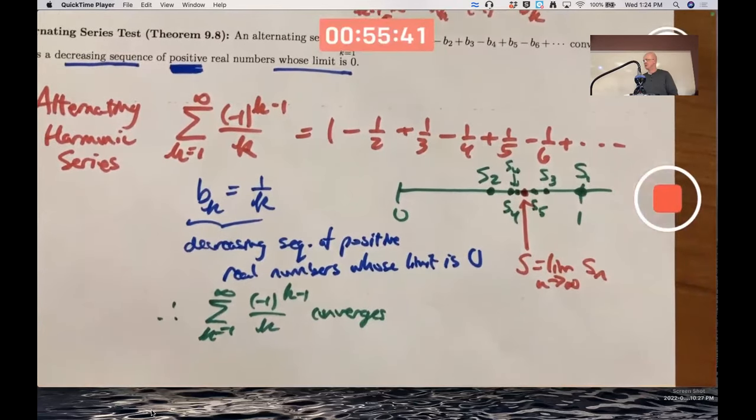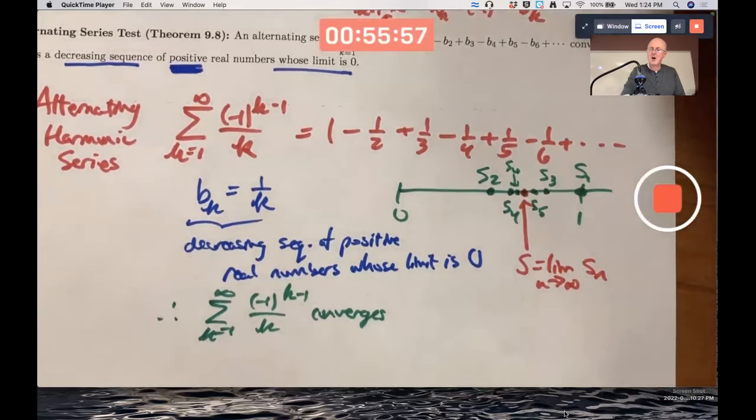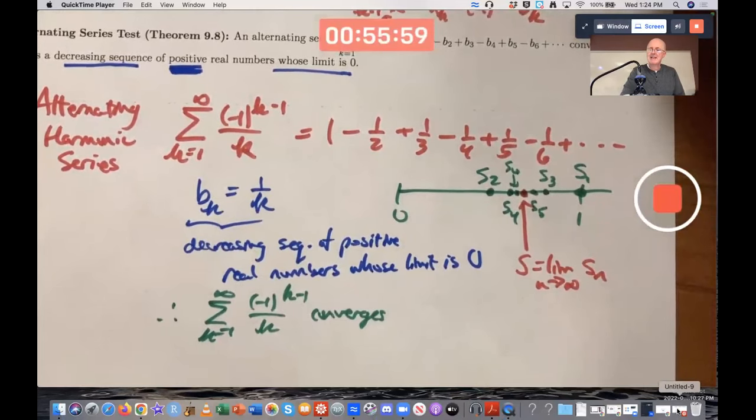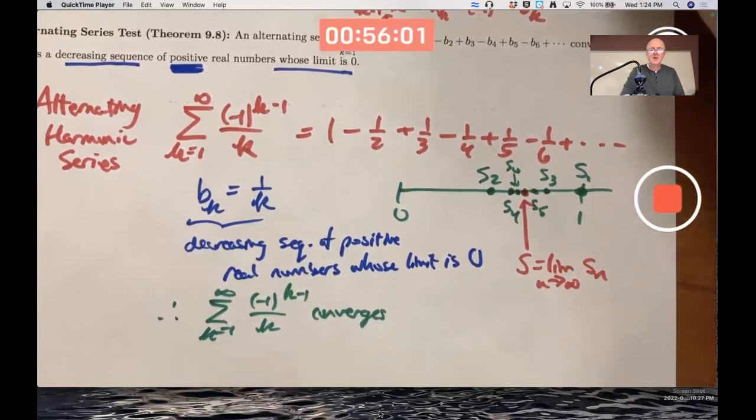It does exist, it turns out, though that takes proof. What does it equal? From the picture, it looks like it might be around 0.7. Is that right? It's actually pretty close. It is pretty close to 0.7. I happen to know from past experience what it converges to.